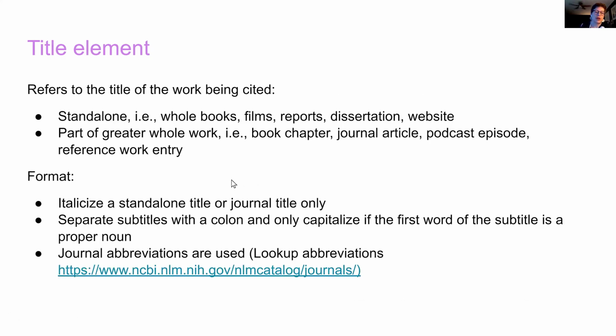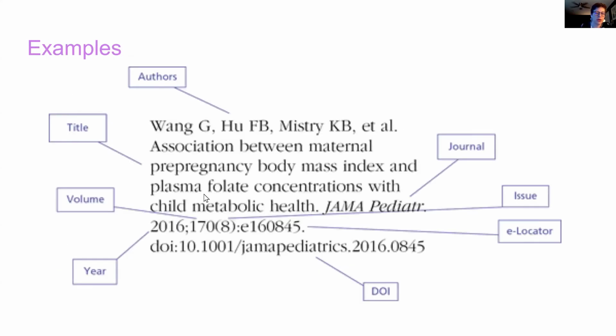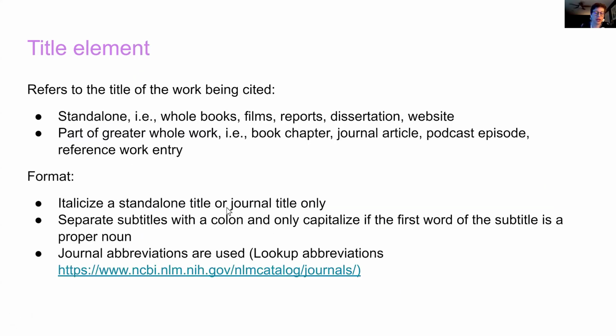So for the title element, that's basically the part of the reference that is going to talk about the work that you're citing. So the chapter, the article, the book, and if it's a book that has chapters, that'll be the standalone piece. Book chapters, you'll cite the book that it goes with as well. You will italicize a standalone title or a journal title only. You will not italicize the article name or a chapter name. And then you want to separate the subtitles, if there is a subtitle, with a colon. And then you're only going to capitalize the very first letter of the actual title. So the subtitle's first letter does not get a capitalization unless it's a proper noun.